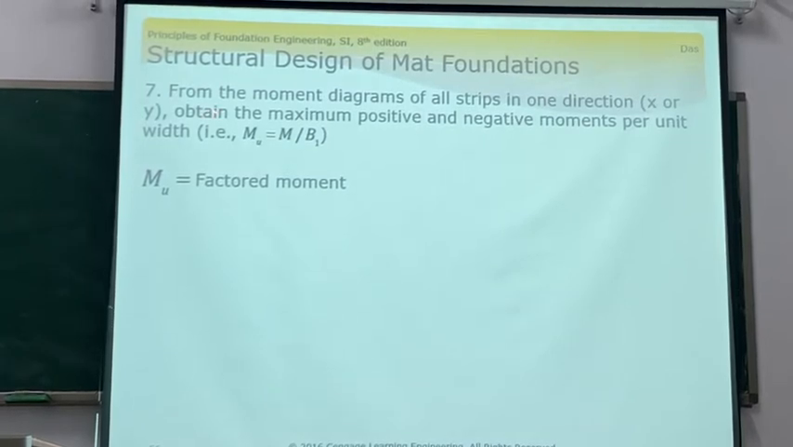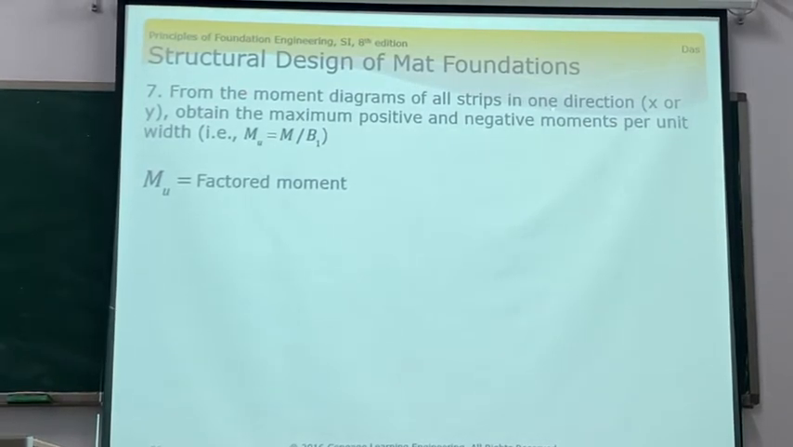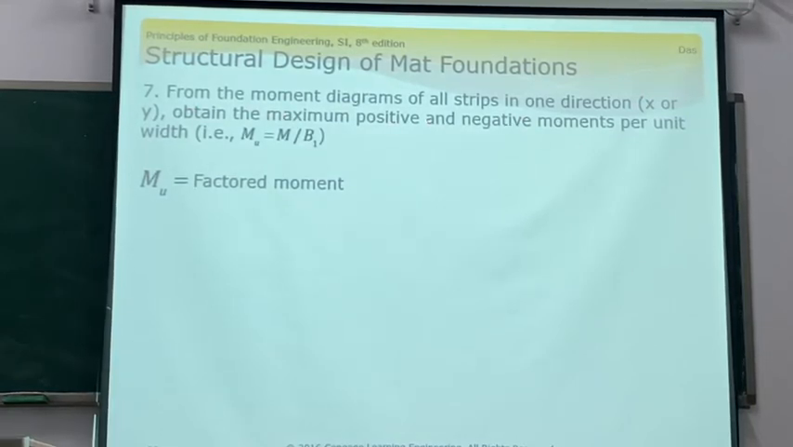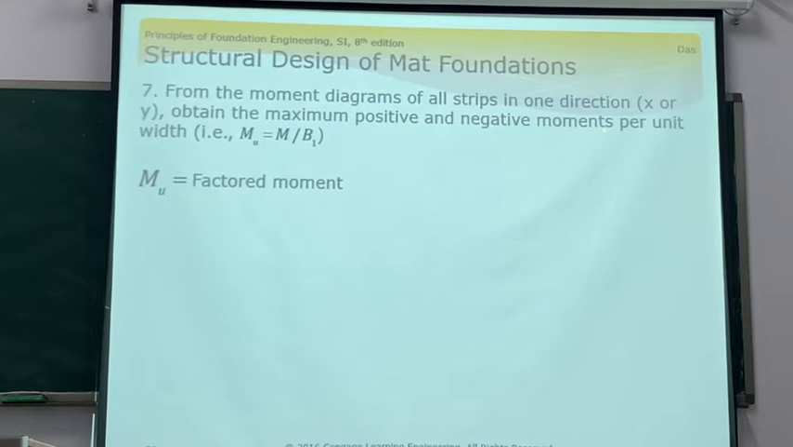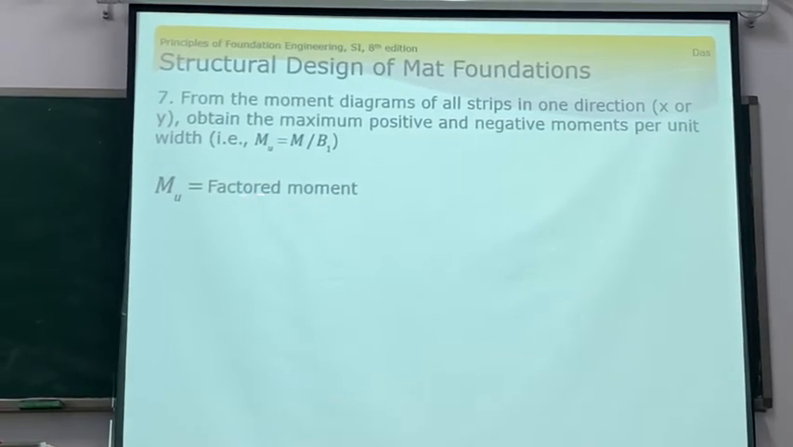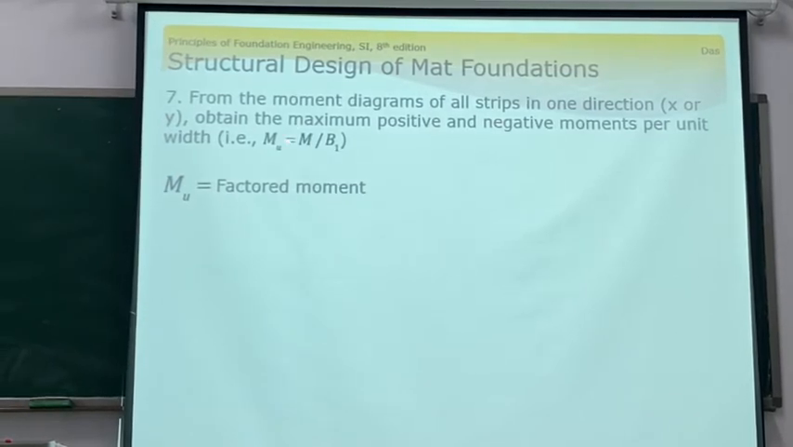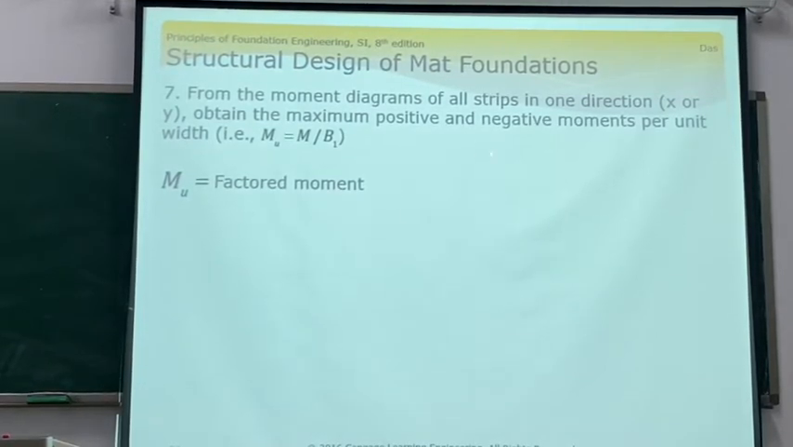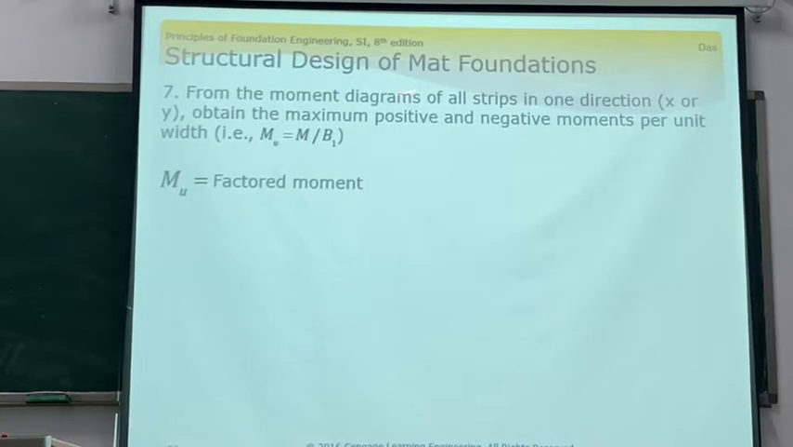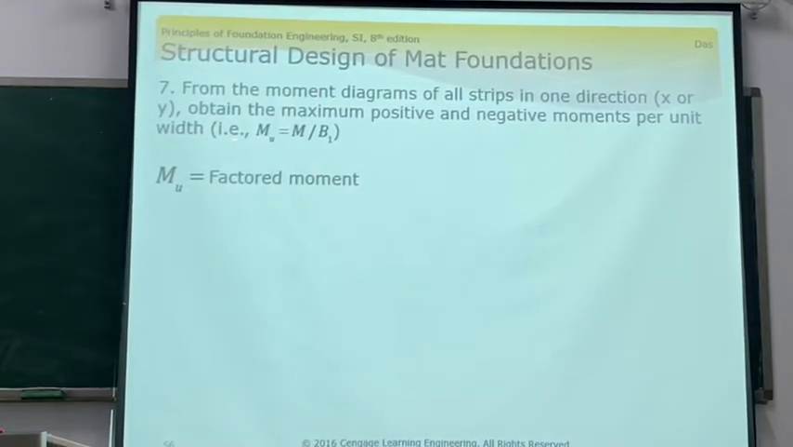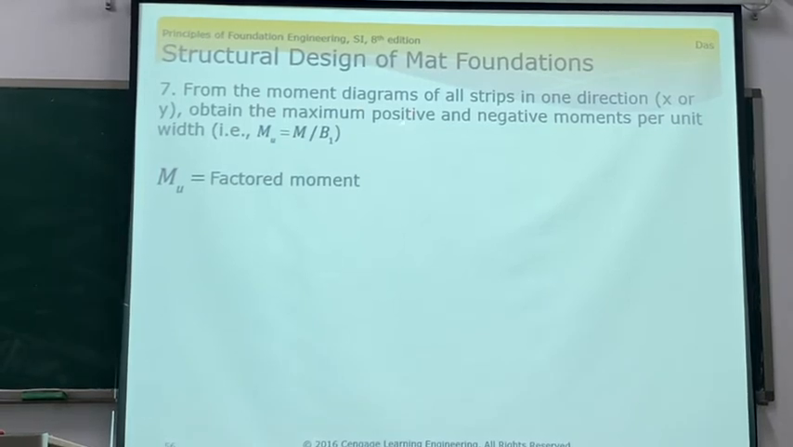Step 7. From the moment diagram of the mat in one direction, x or y, we can obtain the maximum positive and negative moment per unit width. This is Mu, the factored moment. So we can get Mx max and My max. Which one is the maximum? Use the biggest one to design the steel.